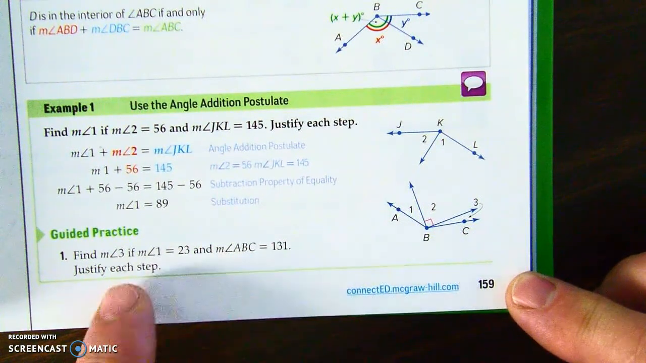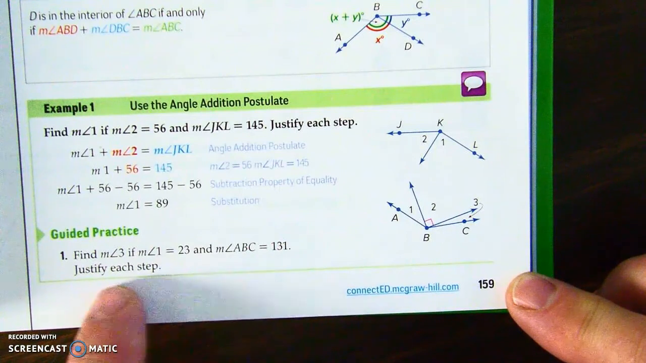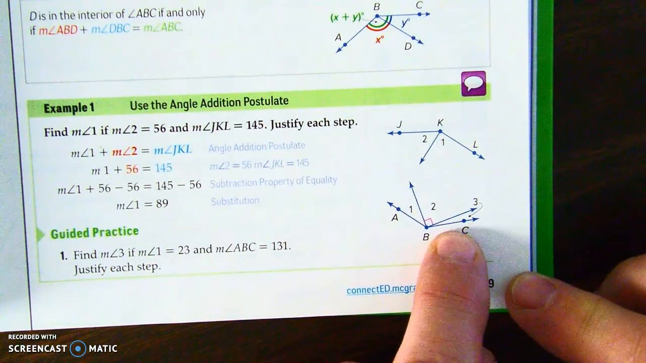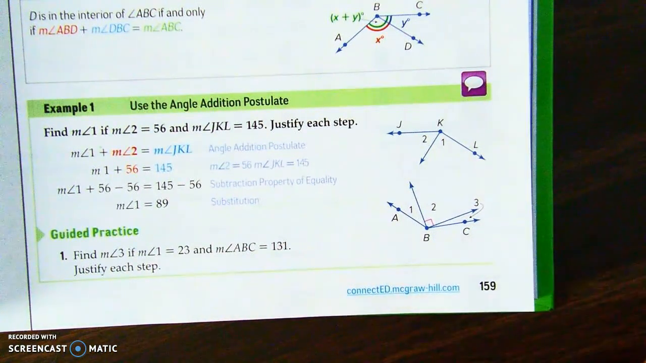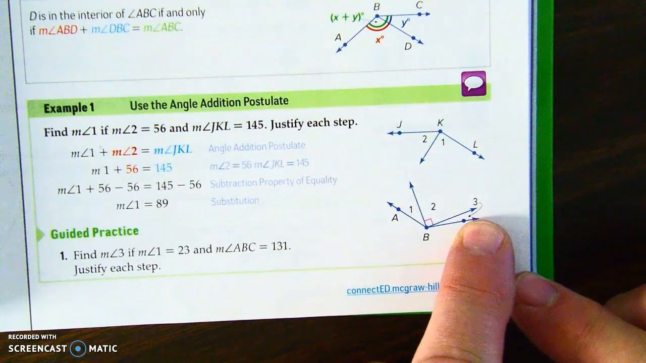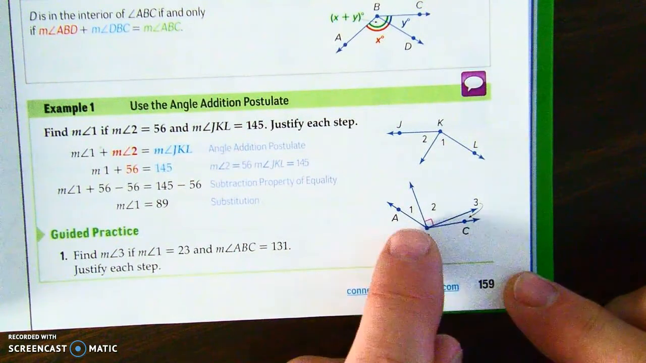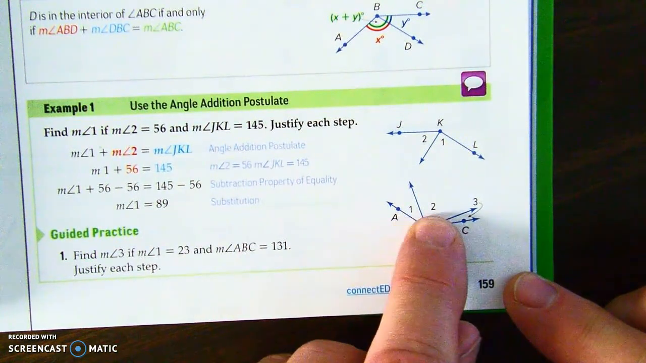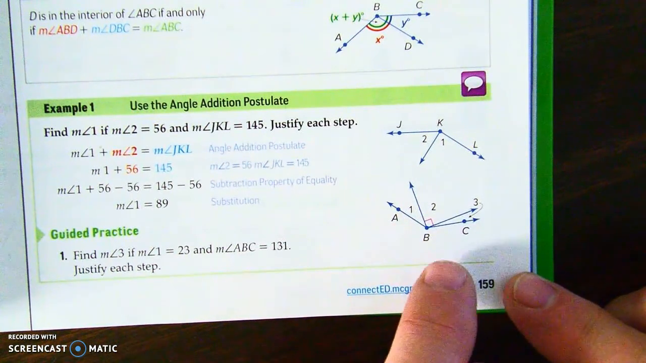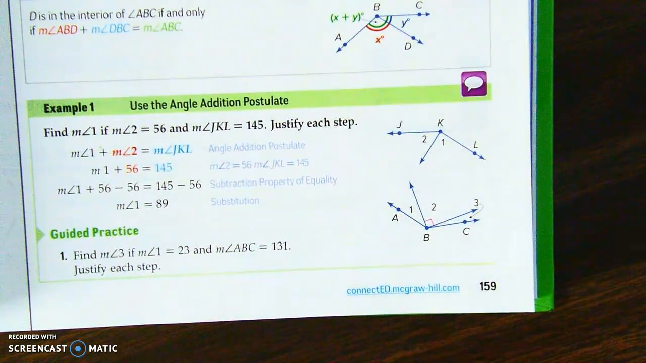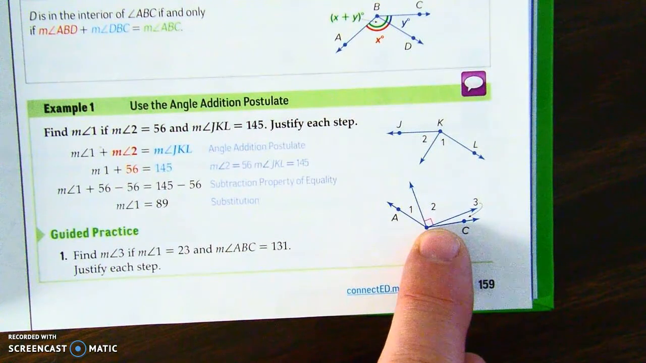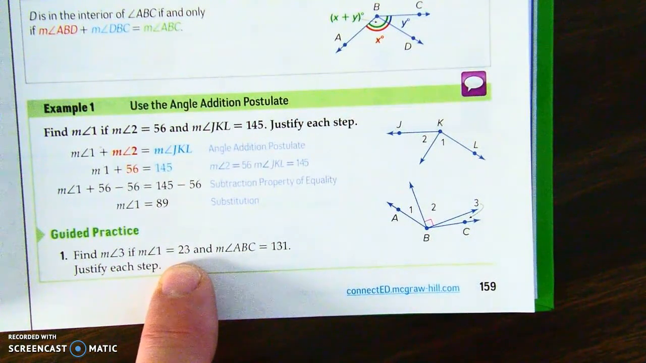We want to solve for the measurement of an angle. Let's see what it's asking. Find the measure of angle 3, which is down in here. So what we need to do, and this is a little bit different, is take the measurement of angle 1 and angle 2. Even though there is not a degree on angle 2, we already know what that is. That's 90 degrees. So we take 90 degrees plus 23.